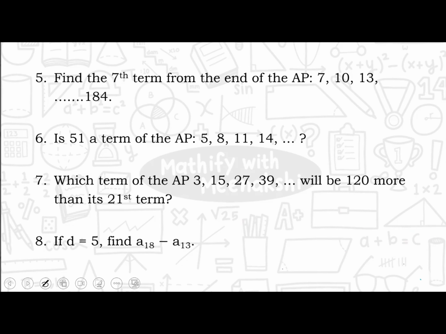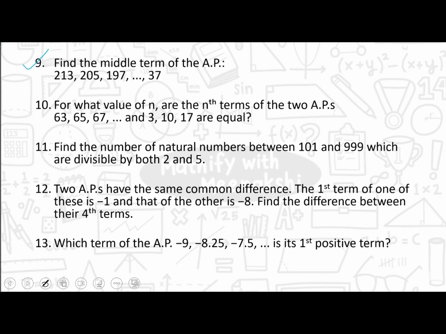Now let's move to question number 9. In question number 9, they are saying that you have to find the middle term for the given AP. Now how can you find the middle term? First, you should know the number of terms. Then only you can find the middle term. So for finding the number of terms, we use the formula of an, that is a plus n minus 1 into d. So what is my a here? It's 213. n we don't know. And d is 205 minus 213, that you can say minus 8. And we also know our an, that is 37. So now we'll transpose 213 to the left side.